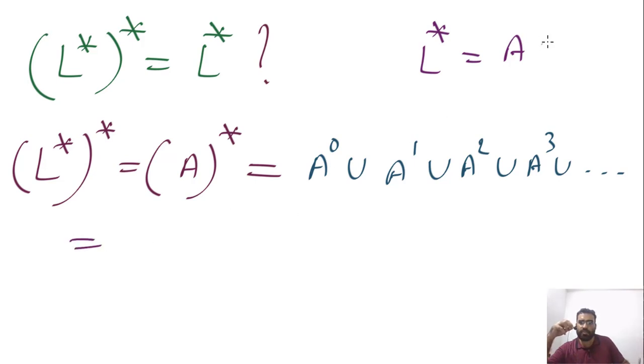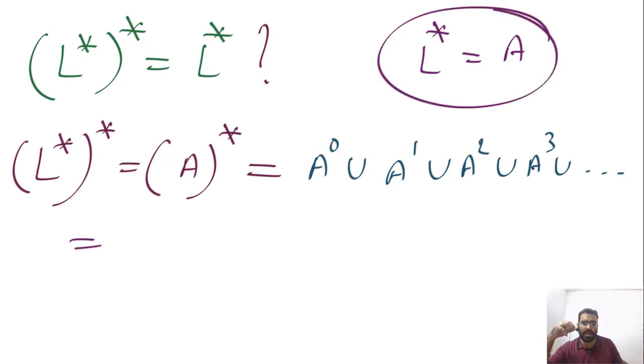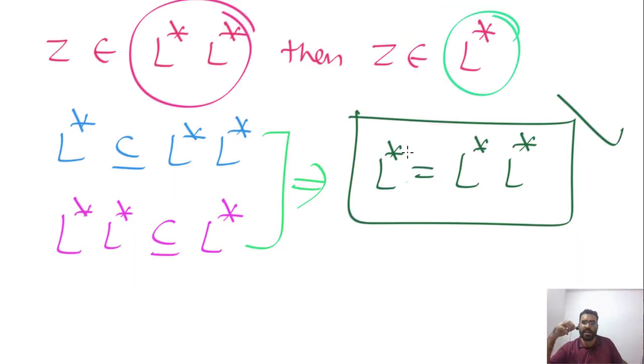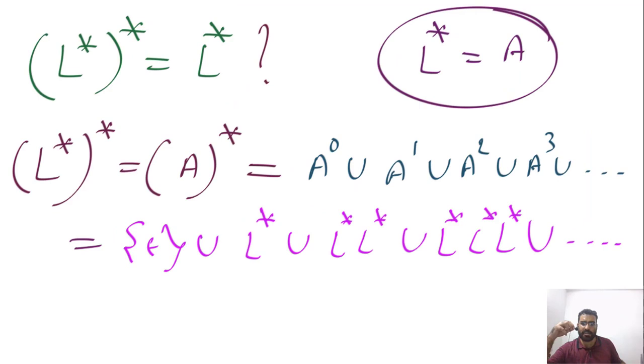Now you put A equal to L star. If you put A equal to L star, this will be the set containing the empty string. But if you put L equal to A star, then it will be L star union L star L star union L star L star L star union and so on. Now we have already seen that L star is equal to L star L star.